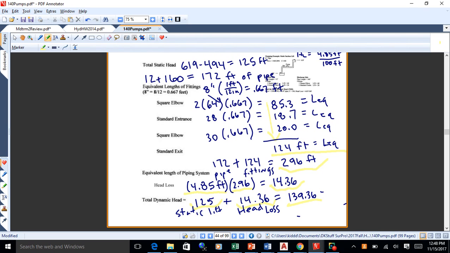So the basic idea is you're finding the total energy you have to apply to the water. To do that, you take the lift plus the head loss. You do have to do a little bit of mathematics to figure out the head loss, but the basic idea is you're just taking that head loss and adding it to the static lift, how high you have to lift the water. But that's the idea.